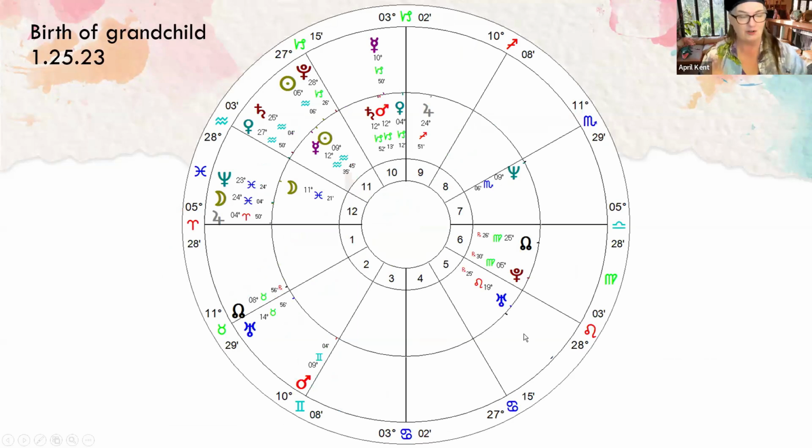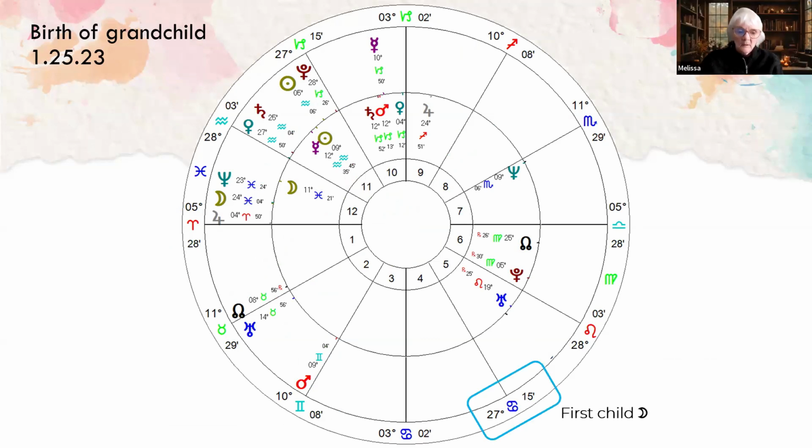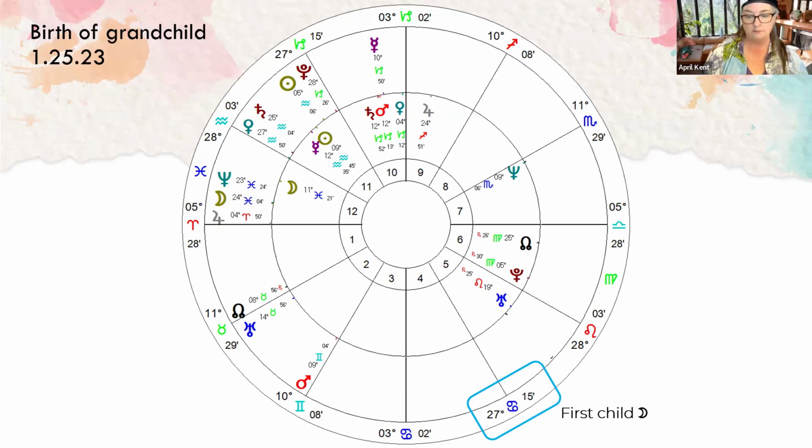Here's our next question about the birth of a grandchild. So we'll start here, and this might clarify it for you a little too. So this is my sister's chart. Her first grandchild was born on January 25th, 2023. So this is the child of her eldest child. Where do we find her eldest child by house? And the 5th. That is ruled by the moon. How do we find his first child?